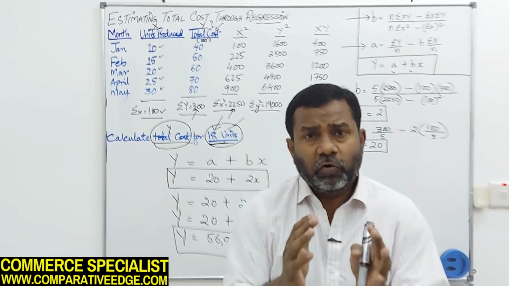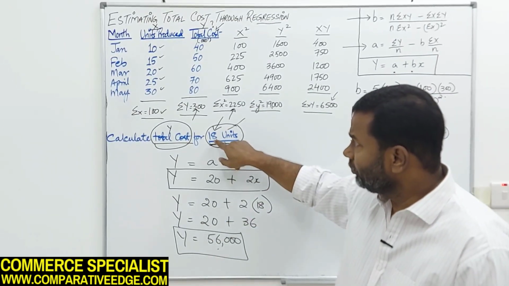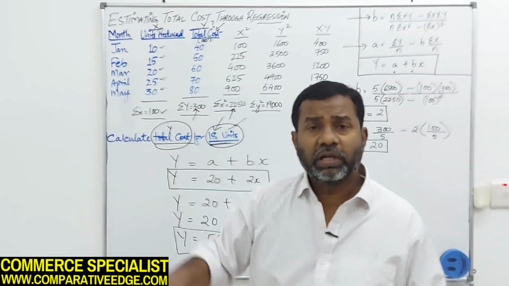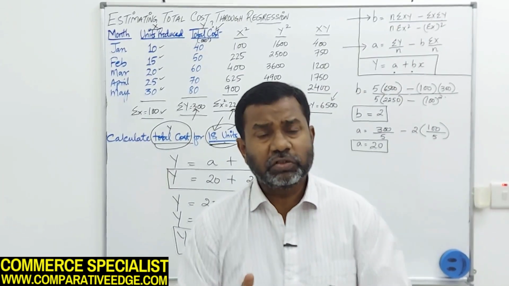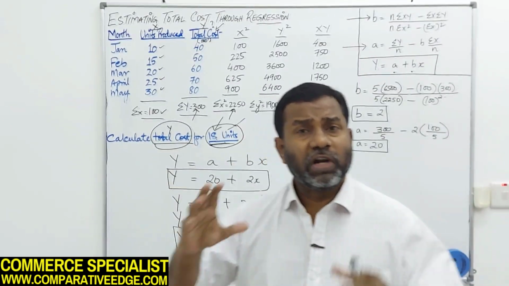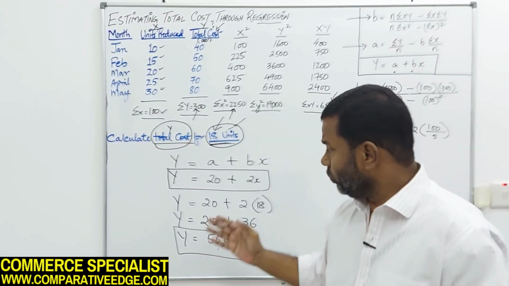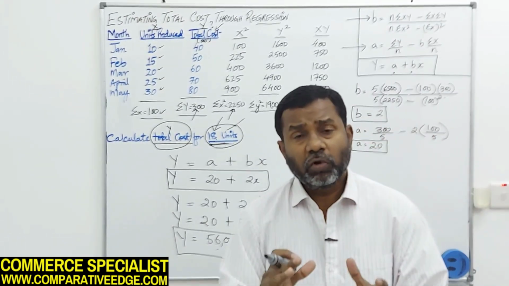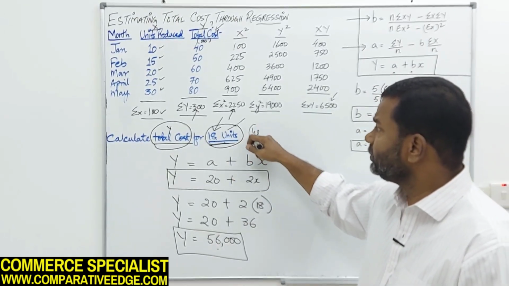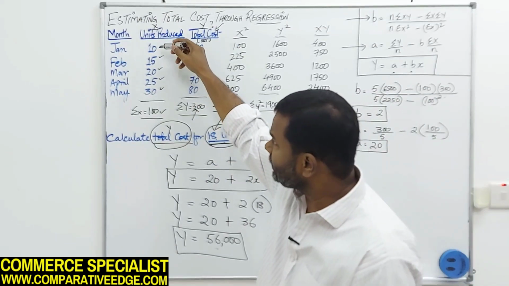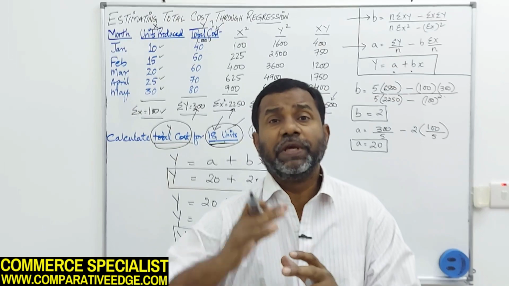So if you are trying to forecast and estimate total cost for an amount which is in between your past records, it is known as interpolation. And when you interpolate, meaning you try to estimate total cost for a number of units which is within this range, the final answer is very much realistic. But what if you are asked to calculate total cost not for 18, but 40 units? Now, if you look at your past records, there is nothing for 40. 40 is beyond the range.